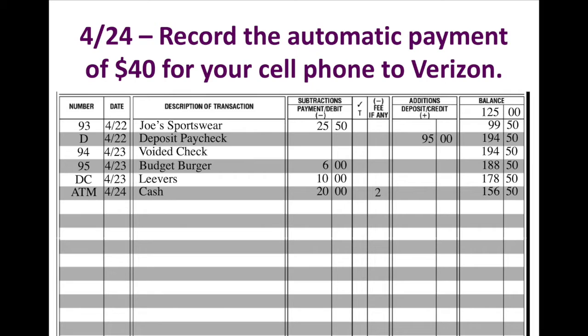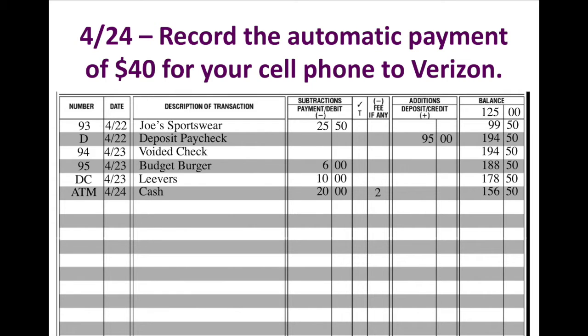Our next transaction on the 24th, we're going to record the automatic payment of $40 for your cell phone bill to Verizon. Again, you have set up an automatic payment, so every month Verizon takes the amount right out of your bank account. Since this is a deduction in your balance, we have to record it in your register.